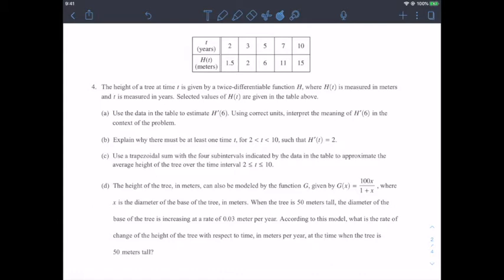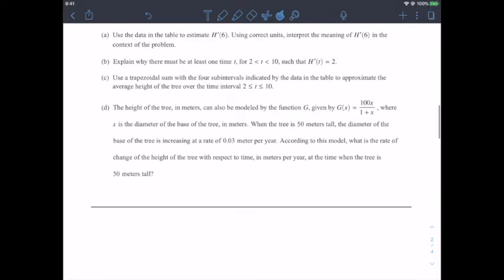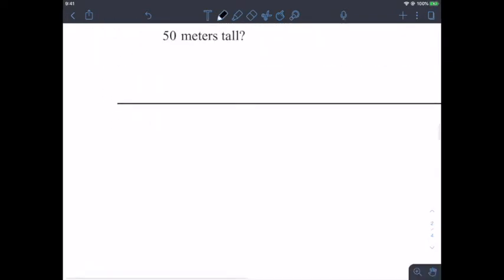In part A, use the data in the table to estimate h prime of 6, and then using correct units, interpret the meaning of h prime of 6 in the context of the problem. So, h prime of 6, part A. Remember, h prime of 6, that just represents the derivative. So we're trying to find the derivative of h at 6.